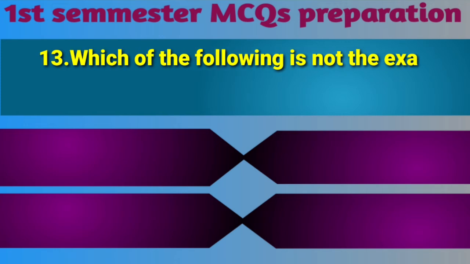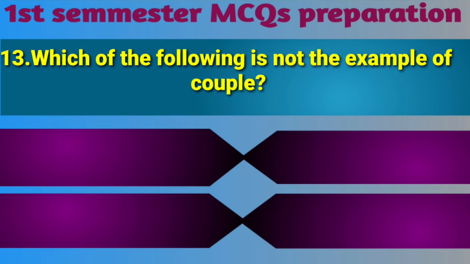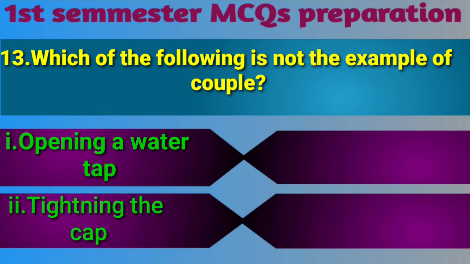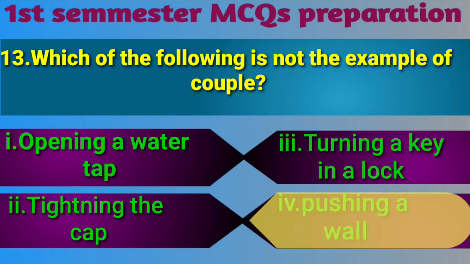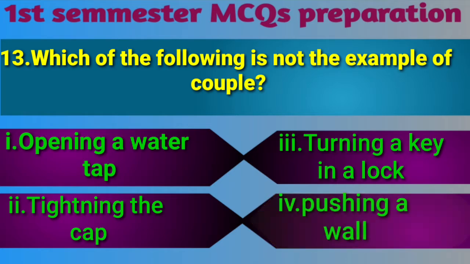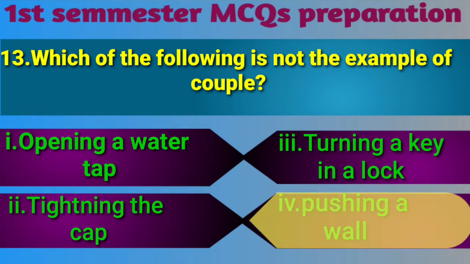Moving to the next question. Which of the following is not the example of couple? The options are opening a tap, tightening the cap, turning a key in a lock, or pushing a wall. The right answer will be pushing a wall, because here no rotation is shown, and we already know that couple always shows the rotation. So the right answer will be pushing a wall.